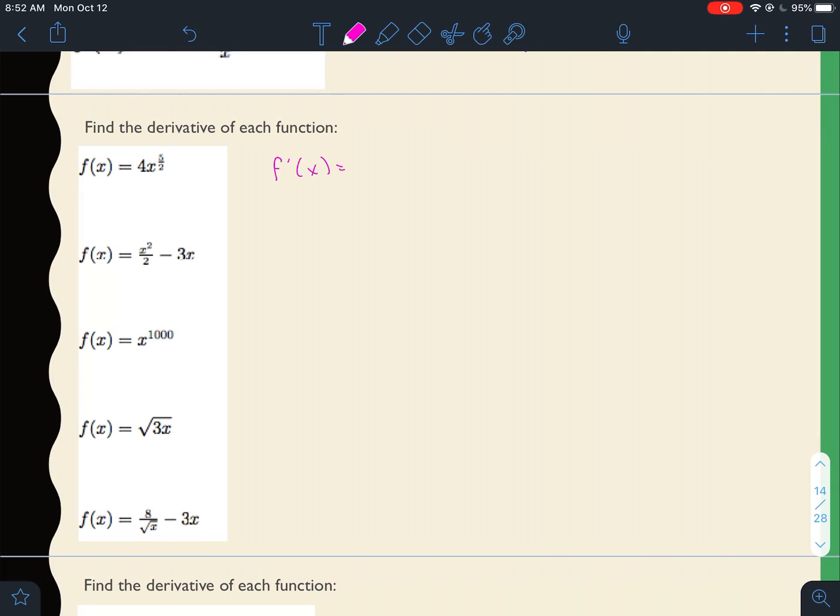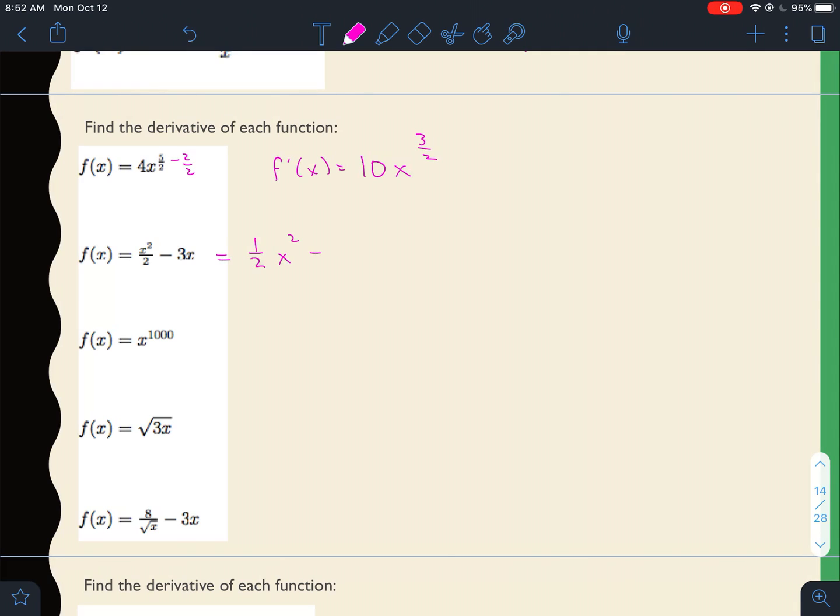All right, so the derivative of the first one, you multiply by the exponent. So 4 times 5 halves would be 20 halves, which is 10. So this would be 10x. And then 5 halves minus 1 would be 5 halves minus 2 over 2. So that'd be 3 halves. So that'd be 10x to the 3 halves.